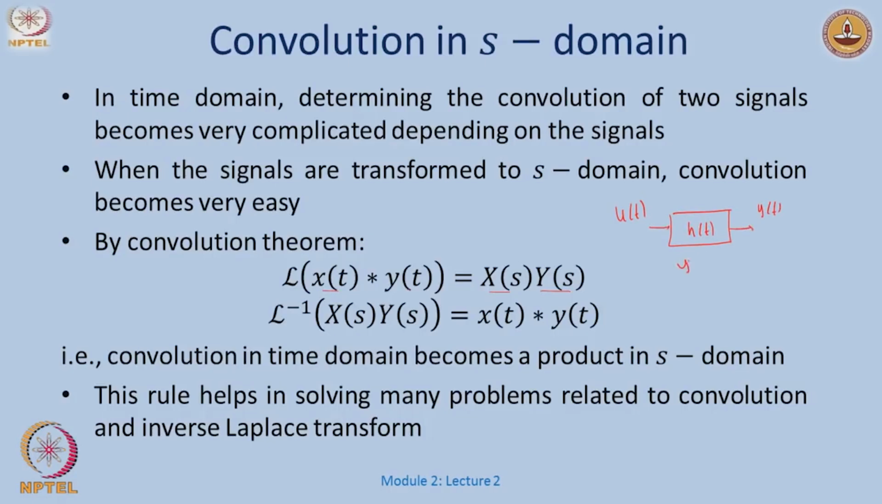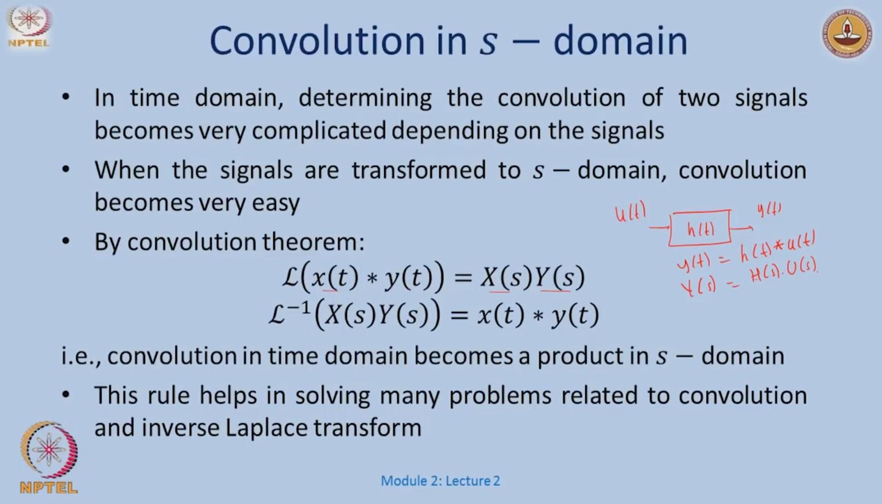So, my y of t, which earlier was h of t convolved with u of t, now I can write this simply as y of s equals h of s times u of s, as simple as that. So, convolution becomes a very simple multiplication or a product, and this actually helps now to solve lots of problems, right.